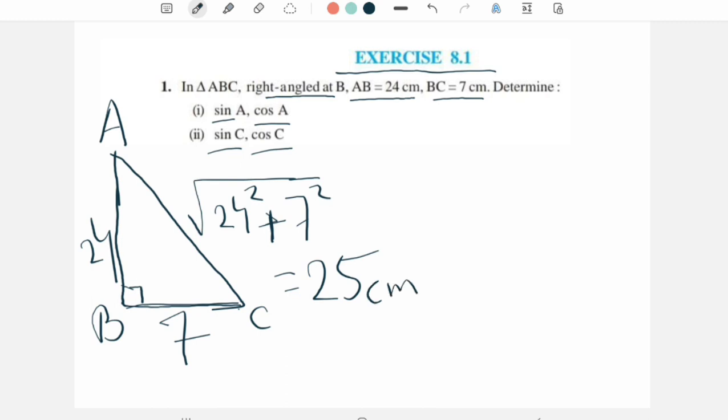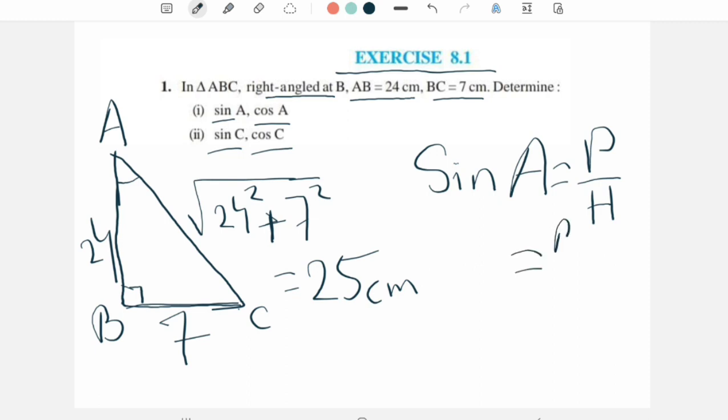So the first question is given sin A. So we have to first know what we mean by sin theta. Sin theta means perpendicular by hypotenuse. So when we consider sin A, here the angle will be A. So in this case the perpendicular will be BC. So sin A will be BC by AC. So put the value of BC and AC and we will get 7 by 25.